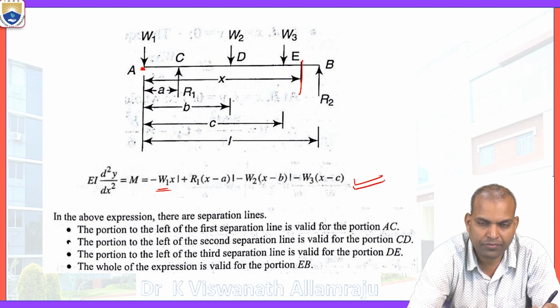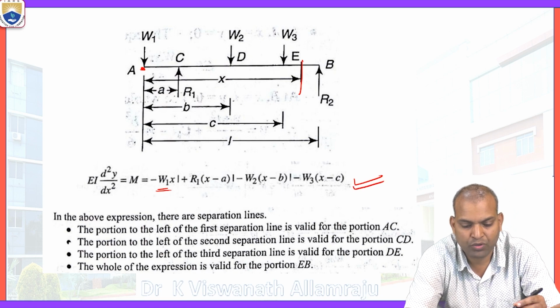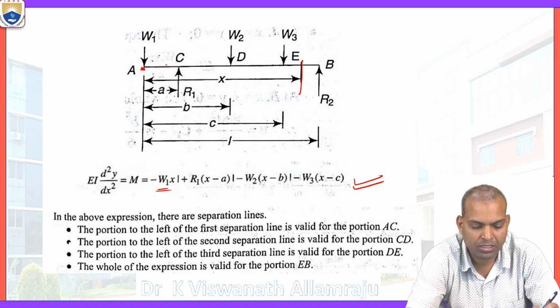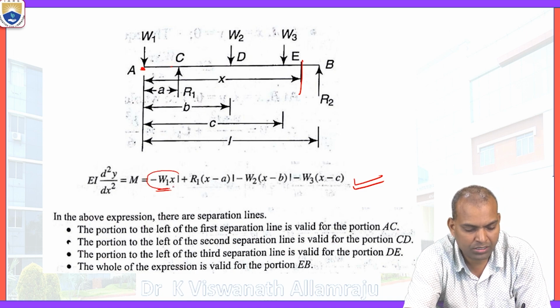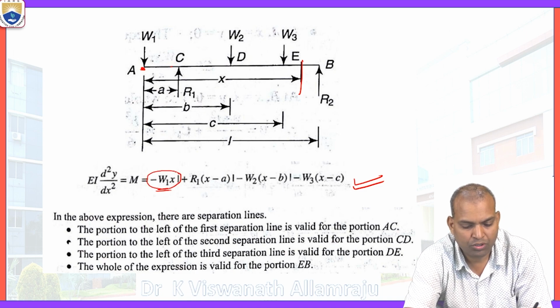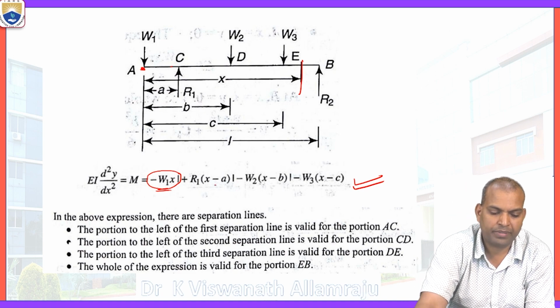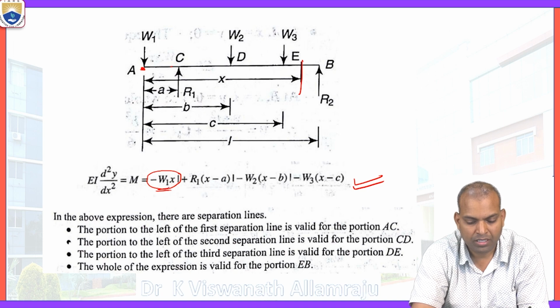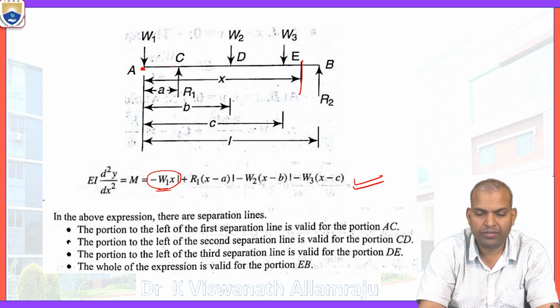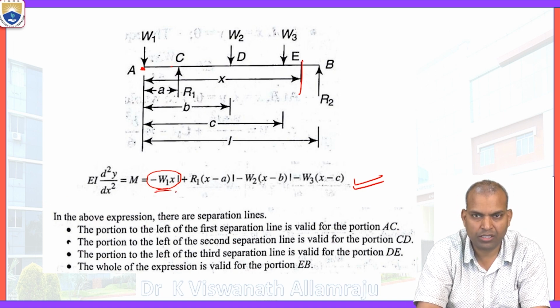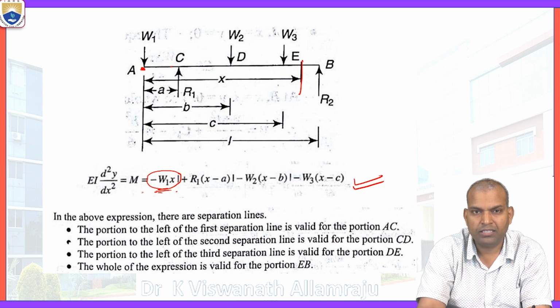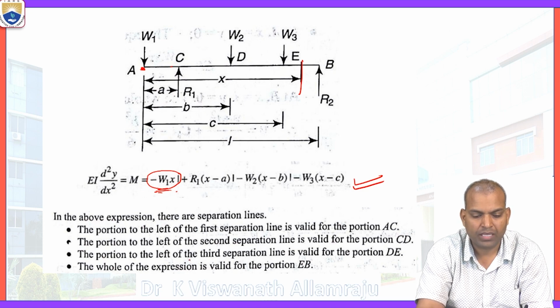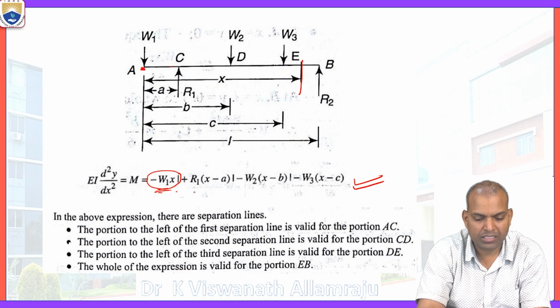This equation covers the entire span of the beam. If you want to consider the AC portion, the first part is what you have to consider. The parts are separated by separation lines. The portion to the left of the first separation, minus W1x, is valid for the portion AC. Minus W1x plus R1 times (x minus a), those two terms are valid for the portion C to D.